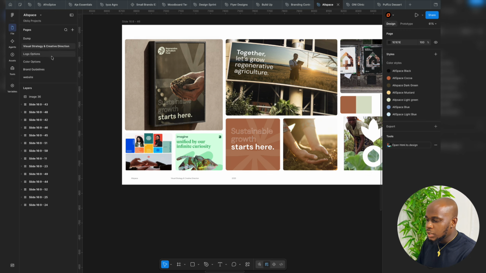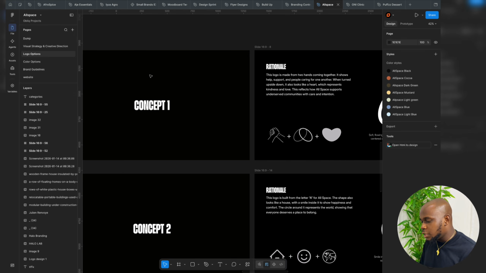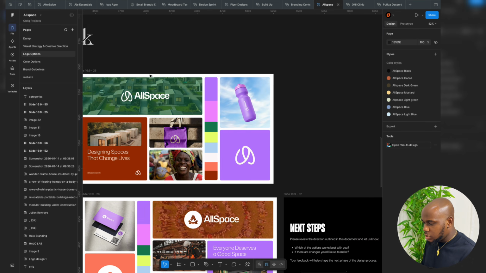So now we went on to design the logo. This is what the logo looks like. So we basically gave our clients two logo options, and yeah, this is it.